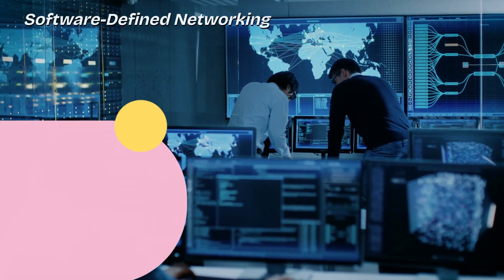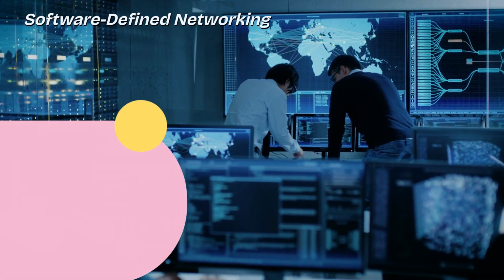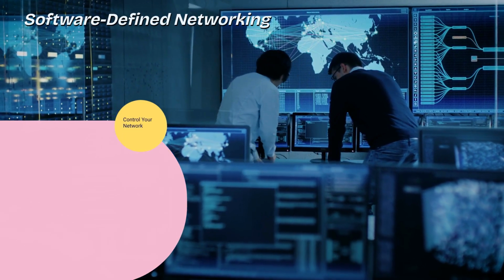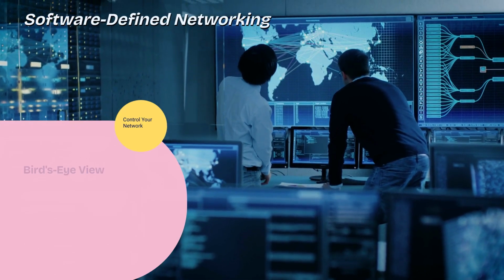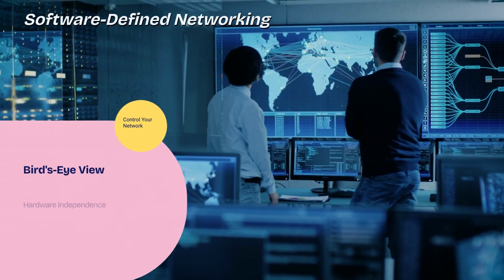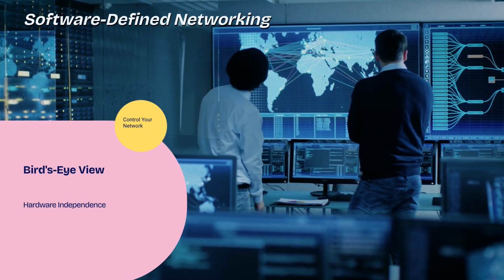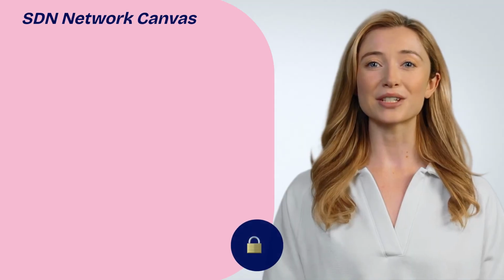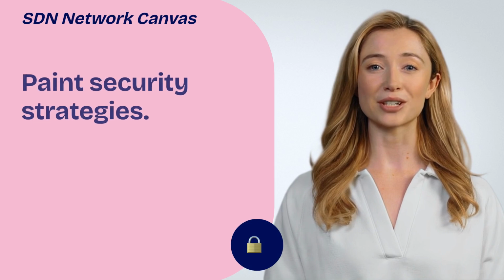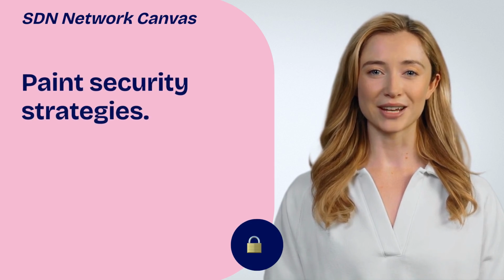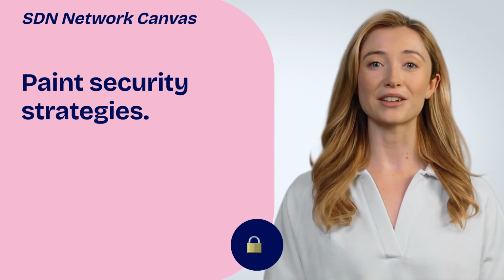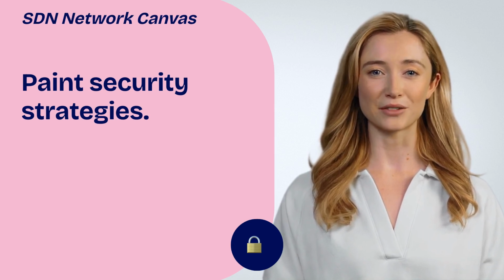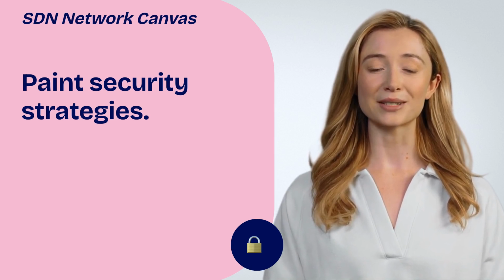Moving on to software-defined networking, or SDN. Imagine if you could control your entire network like you control apps on your phone. With SDN, you can. It's like having a bird's-eye view of your whole network, regardless of where the hardware is physically located. SDN treats network hardware more like a canvas where you can paint your security strategy programmatically. This means you can set up segmentation without worrying about the physical layout of your network. It's especially powerful in cloud environments where your network might span from your office to a data center across the globe.